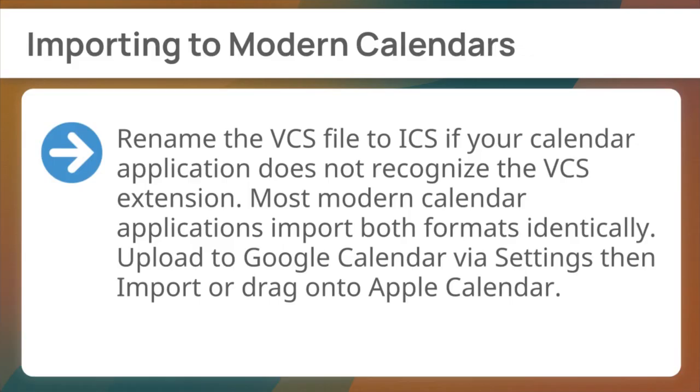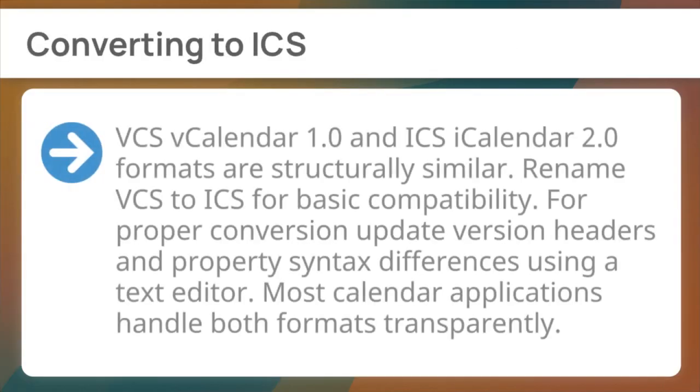Upload to Google Calendar via Settings, then import, or drag onto Apple Calendar. Finally, converting to ICS. VCS VCALENDAR 1.0 and ICS iCalendar 2.0 formats are structurally similar. Rename VCS to ICS for basic compatibility. For proper conversion, update version, headers and property syntax differences using a text editor. Most calendar applications handle both formats transparently.